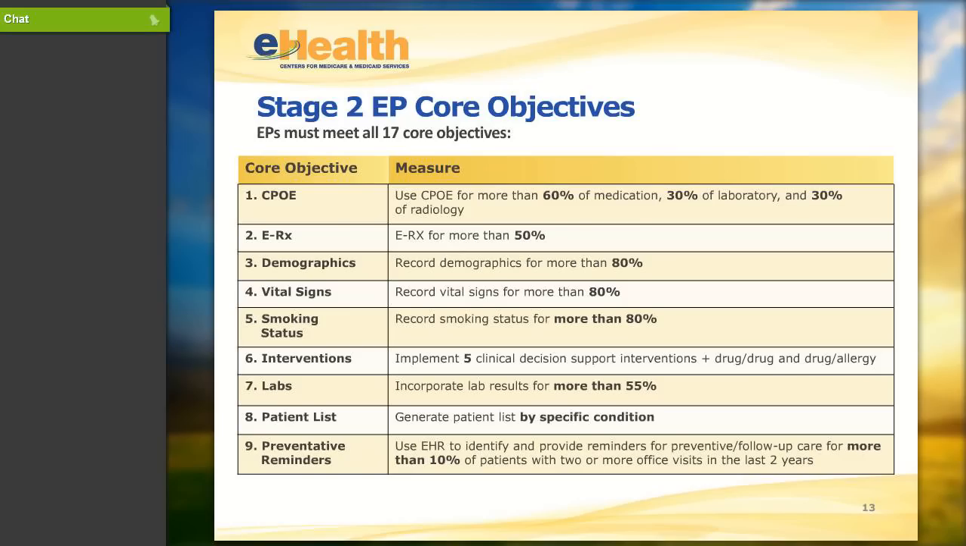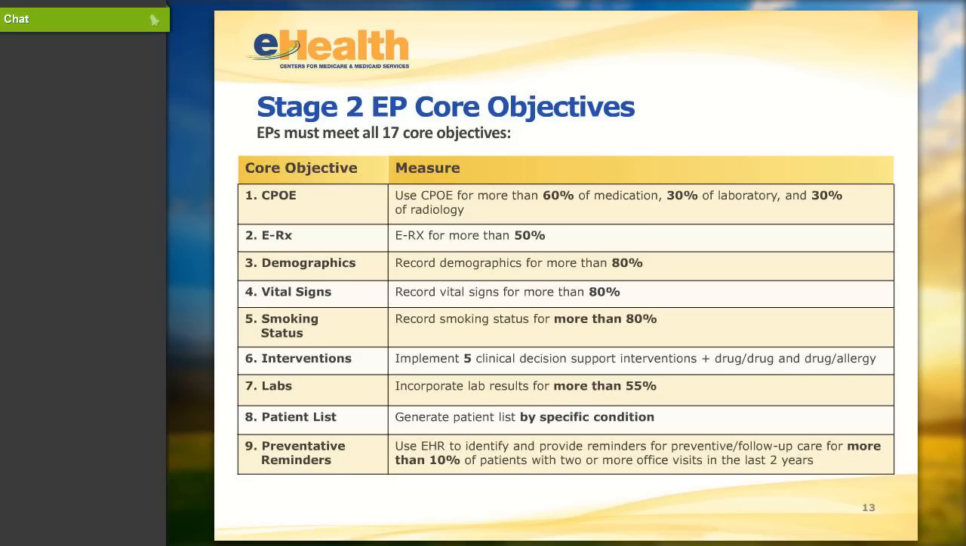I'm not going to go through each of these, but these are a list of the core objectives. Most of them here are familiar. Computerized provider order entry, which was something that was being done for medications in Stage 1, will now be done for medications, lab orders, and radiology orders in Stage 2.